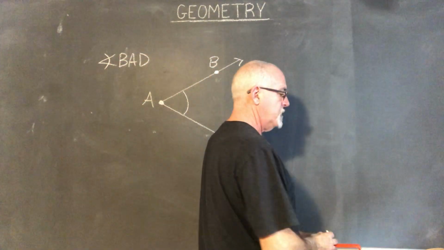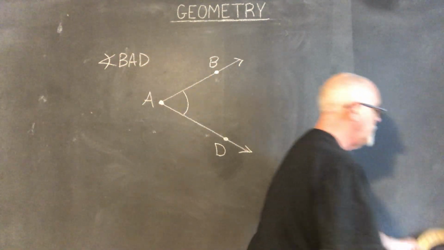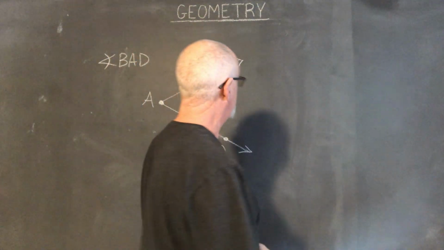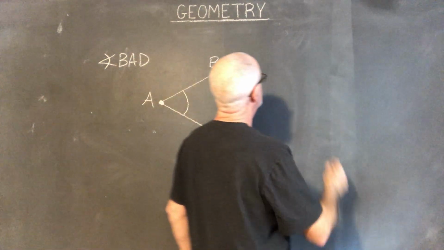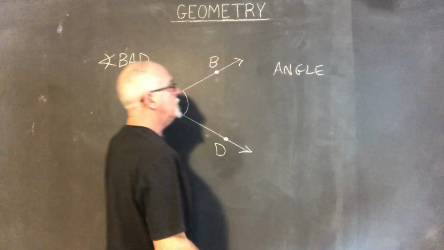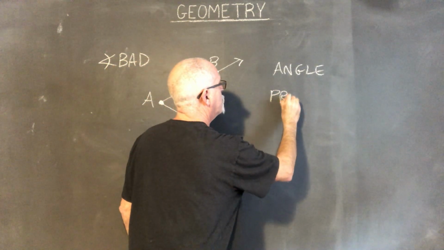And how do we measure an angle? We measure an angle with one of these things here, and this is a protractor. So I'm going to add the word angle onto my chalkboard wall, but I'm also going to add the word protractor.